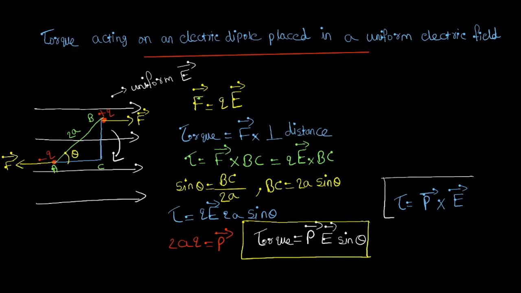We get the maximum value of this torque when theta is equal to 90 degrees, where sine theta is equal to 1. When we get the maximum torque, torque is equal to P E sine theta, and when sine theta is equal to 1, the value of torque is equal to P into E. When theta is 90 degrees, we get the maximum value of torque.